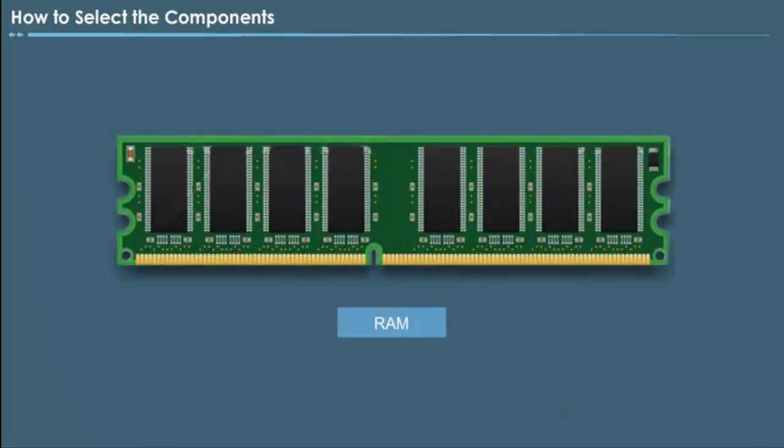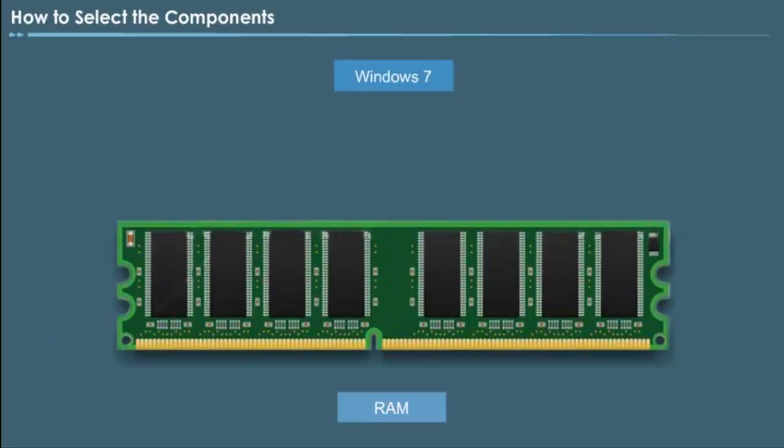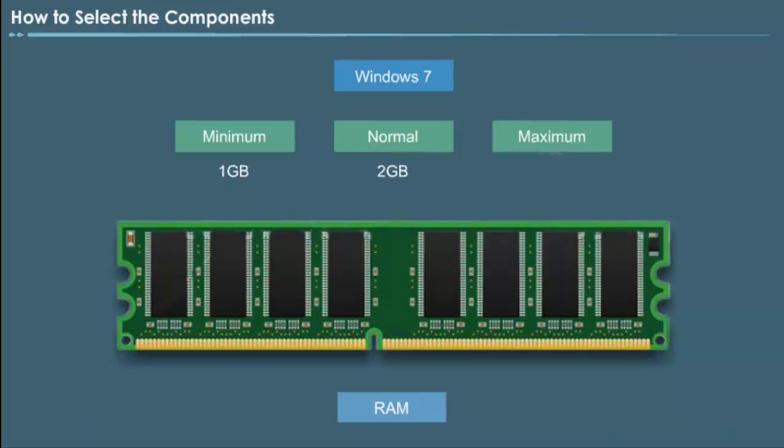Step 2. Select RAM. This must match your motherboard's clock speed. A Windows 7 system should have at least 1 GB of RAM and 2 GB is normally preferred. 4 to 8 GB is the typical limit of RAM that a motherboard can address.